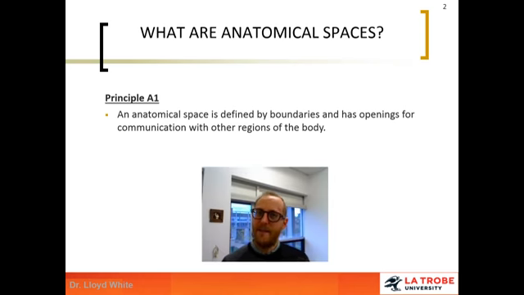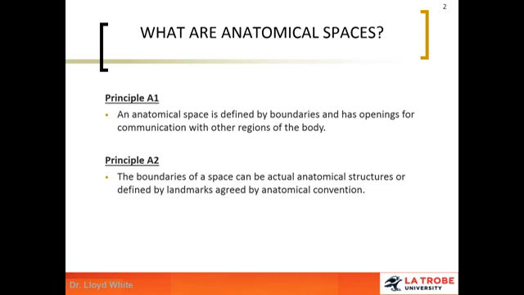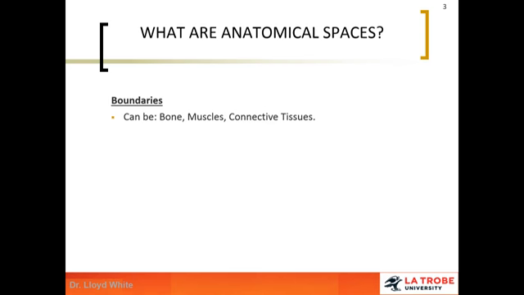So anatomical spaces have boundaries and they also have openings for communications between different regions of the body. The boundaries of the anatomical spaces can be anatomical structures, or they can be defined by landmarks agreed upon by anatomical convention. And the boundaries can either be hard tissues or soft tissues. So for instance, they can be bone, hard tissues, or muscles or connective tissues, which are softer.